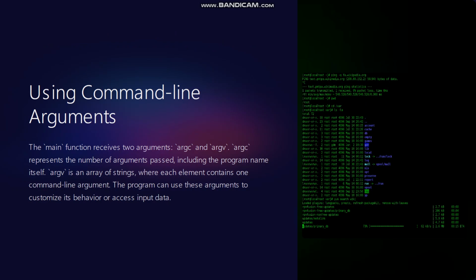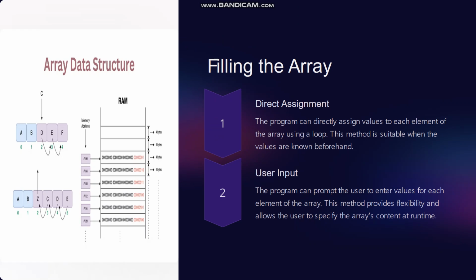Using command line arguments, the main function receives two arguments, argc and argv. argc represents the number of arguments passed, including the program name itself. argv is an array of strings, where each element contains one command line argument. The program can use these arguments to customize its behavior or access input data.